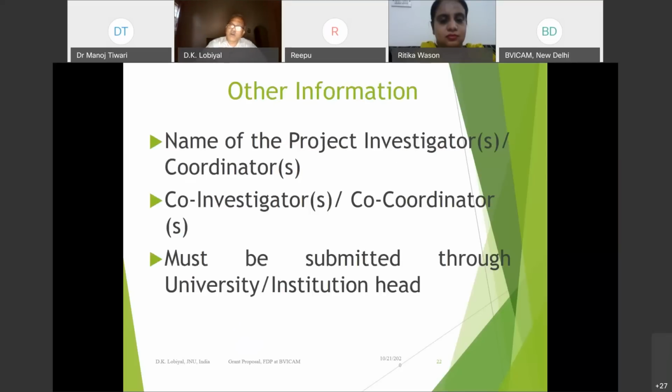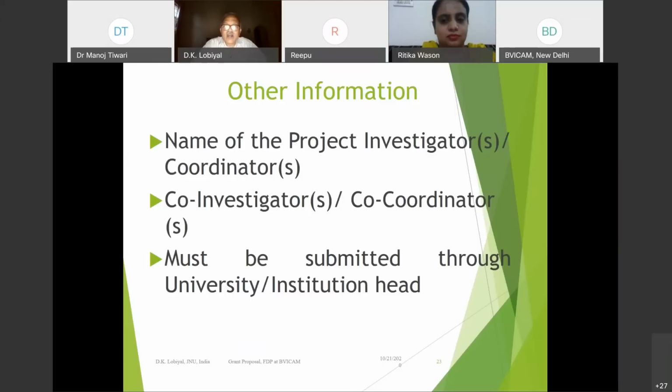And then other information as required by the sponsoring agency. Yes, of course, a project investigator will be needed. And at times, many agencies require a co-investigator, because if the investigator leaves the institution, then who will take the responsibility? That has to be there. Generally, it is required, or otherwise it is left to the institution. But generally, it is a requirement.